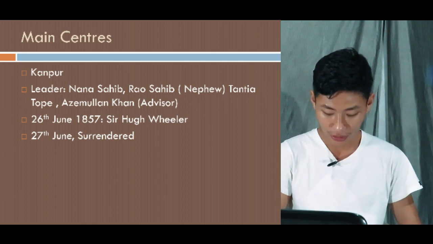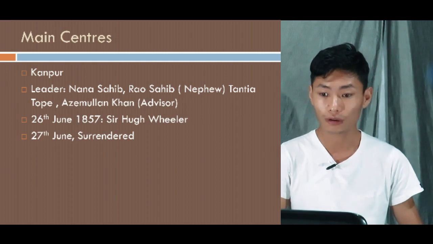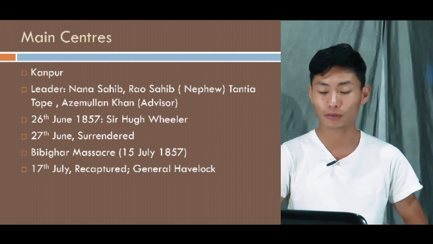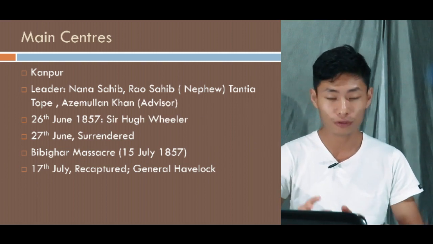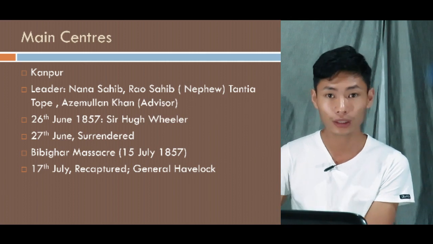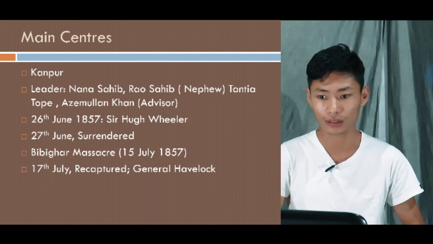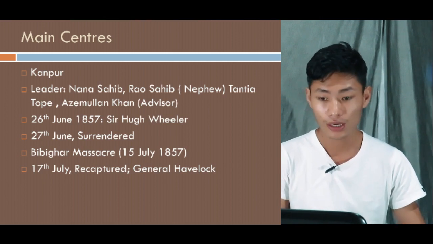Not only that, but even the English children and women, after a short confinement, were all murdered on 15th July 1857, which came to be known as the Bibighar Massacre. All their dead bodies were dumped in a well in order to hide the evidence, which was discovered only a year later. So that came to be known as the Bibighar Massacre.